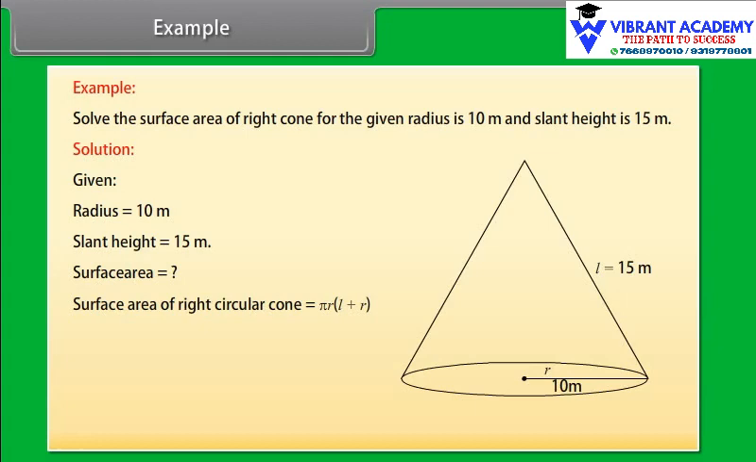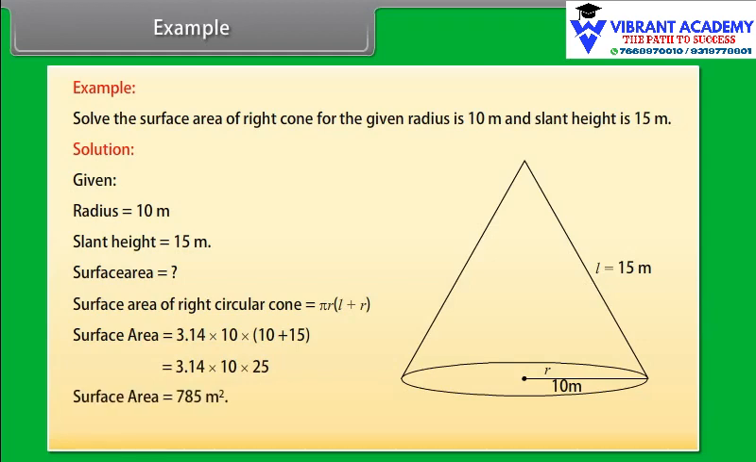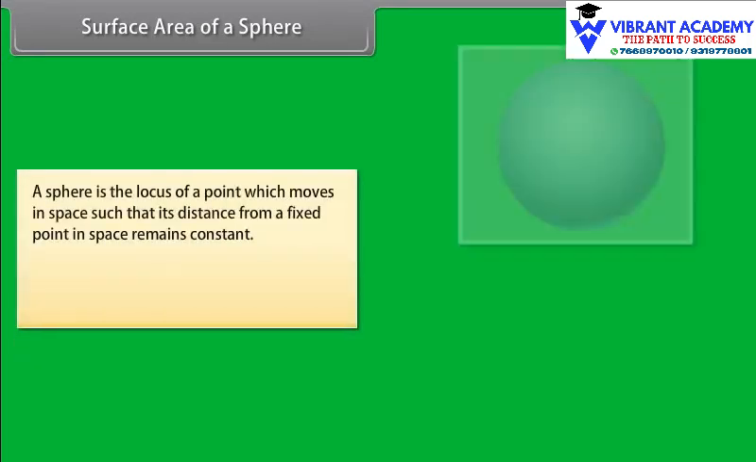And slant height L is equal to the square root of r² + h². Since the area of the base is πr², the total surface area is equal to πrL + πr², which is equal to πr(L + r).